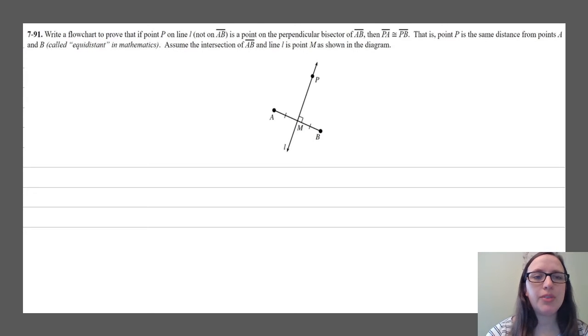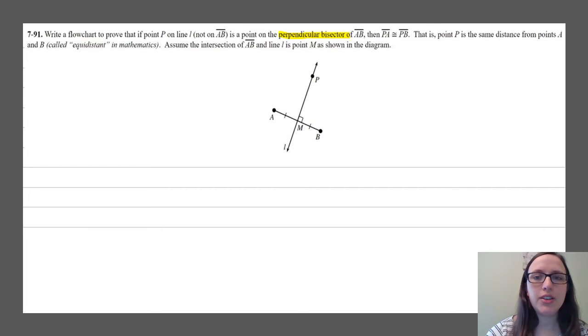All right, number 91. There's a lot of new vocab in here, so we're going to look at the vocab words before we get into the proof. So write a flowchart proof that if a point P on line L is a point on the perpendicular bisector of AB. Perpendicular bisector is just what it sounds like. So this line right here crosses the other line at a 90-degree angle, perpendicular, and it bisects that segment. So it cuts it in half. So that's why they use those tick marks, because that left side is equal to the right side.